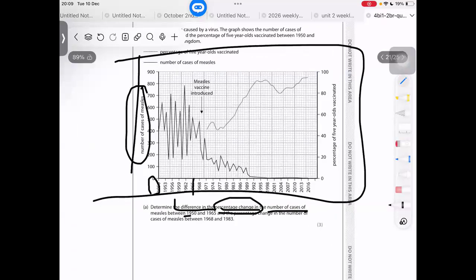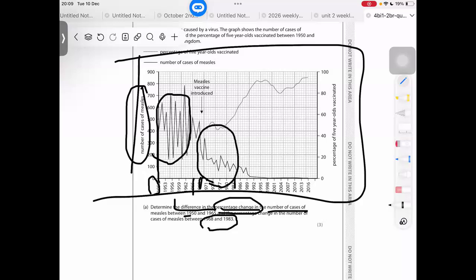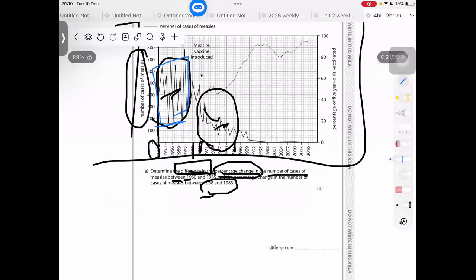Over here and here we have to get the number of measles cases, and we also have to find the number of cases between 1968 and 1983. Finally, we have to take the percentages and calculate the difference in the percentages. So first of all, let's find the percentage value from 1950 to 1965.